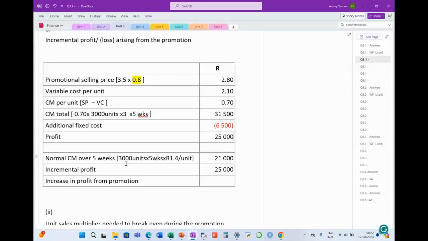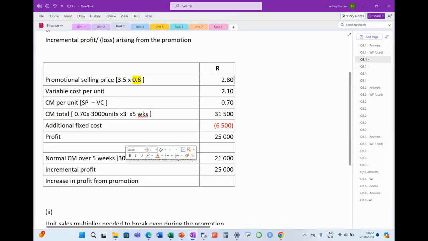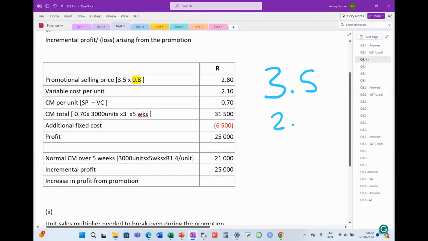So let's actually do it together. That's what I was actually just speaking to now. So I'm going to do this. The 3 Rand 50 is our normal selling price when there's no promotion. Then we know 2 Rand 10 is what? The variable cost. So our contribution margin per unit is 1 Rand 40. Are you seeing now where it's coming from?